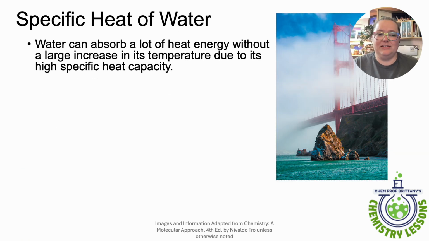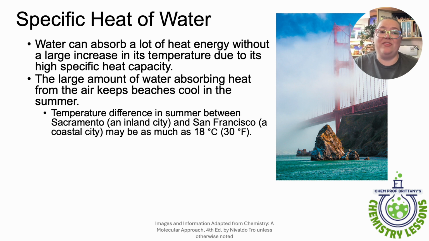All right, so this is actually really important climatically speaking. Water can absorb a tremendous amount of energy without a big increase in temperature because it has such a high specific heat capacity. So what that does is it keeps the air cooler by large bodies of water, so like at the beaches. So for example, the temperature difference in the summer in Sacramento, which is in inland California, versus San Francisco, which is right here on the water, can be as much as 30 degrees Fahrenheit.